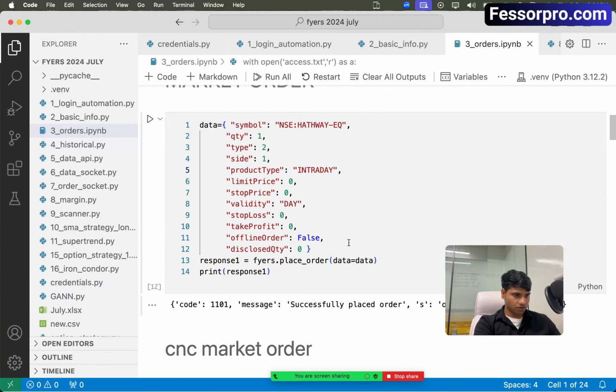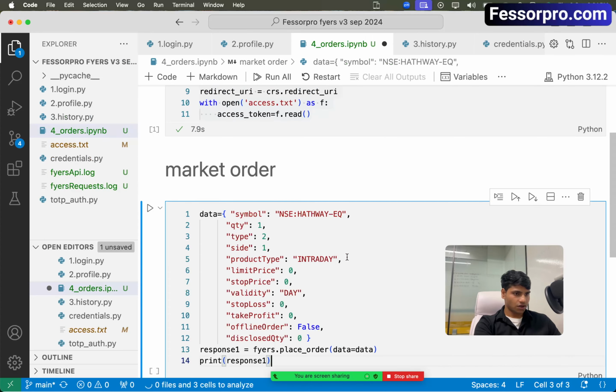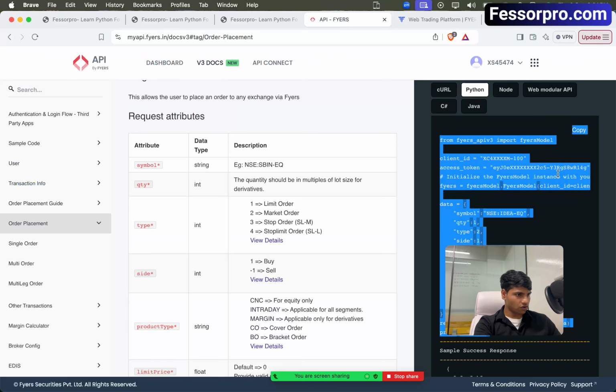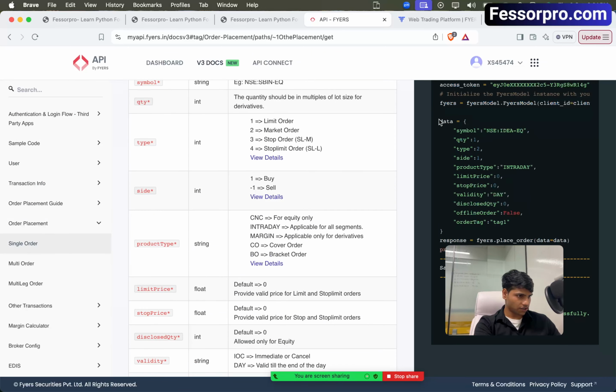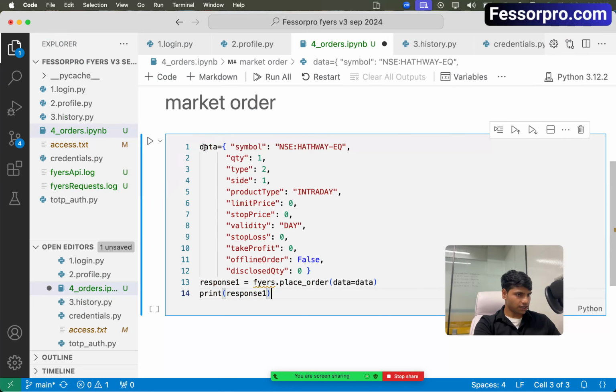I'll just copy this code and paste it. What I've done is copy this dictionary from the documentation. If you go to the documentation, you see they have given this dictionary. So let's understand the dictionary a bit. These are the different parameters. The first parameter is symbol. You have to specify the symbol. Let's say I want to place a market order on Hathway, so this will be the symbol for Hathway.